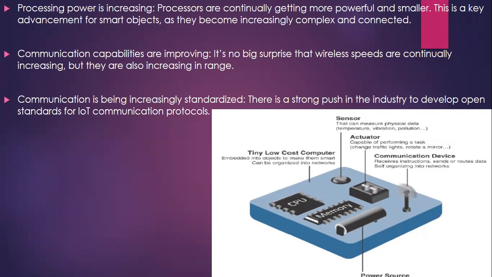Here we have the anatomy of a smart object. We have a tiny low-cost computer, that is the CPU, the processing unit. We have a sensor which senses the information, and an actuator which performs some actions. Then we have communication devices responsible for transmission of information, receiving signals from the higher level and sending to the higher level. At last we have the power source.